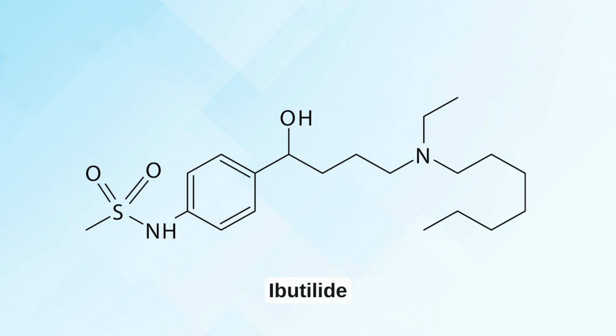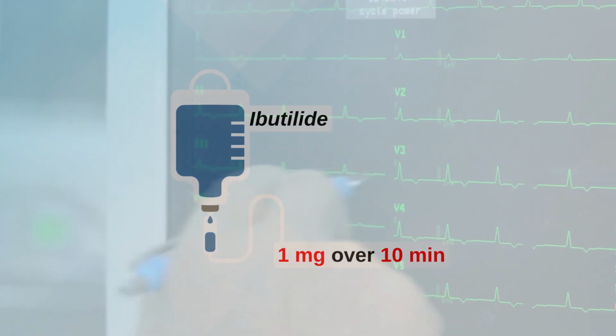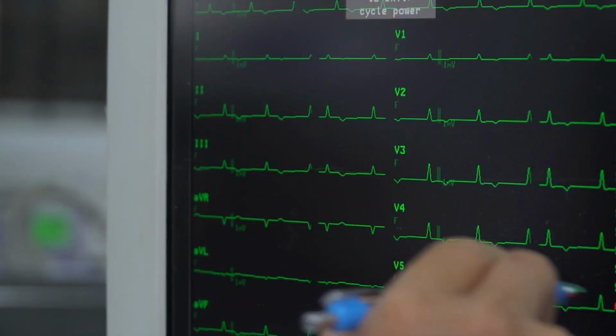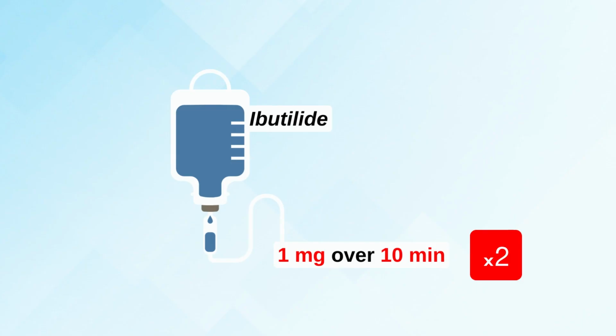Ibutilide. And it's a very simple dose that we can remember here. We will give 1 milligram of this medication over a 10-minute period. So this will be an infusion that we give. If we see that this arrhythmia, so this heartbeat, is not normalized within this 10 minutes of infusion, then we start another 10-minute infusion with another 1 milligram. And that's it.